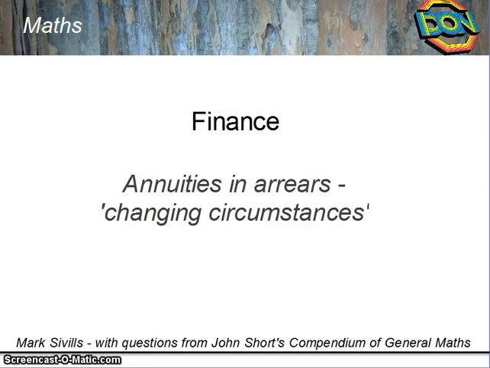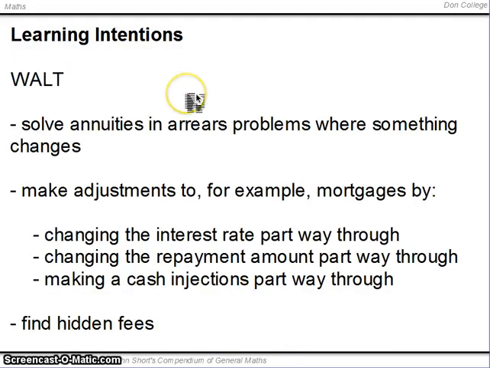This video is on finance, on annuities in arrears, changing circumstances. We'll be using questions from John Short's Compendium of General Maths. We're learning to solve annuities in arrears problems where something changes. Kinds of things that might change are the interest rate, the amount you repay, introducing a cash injection partway through, and we'll also look at how you might find hidden fees.